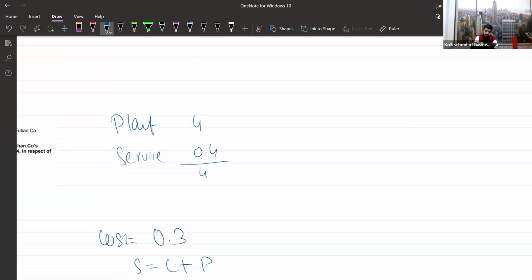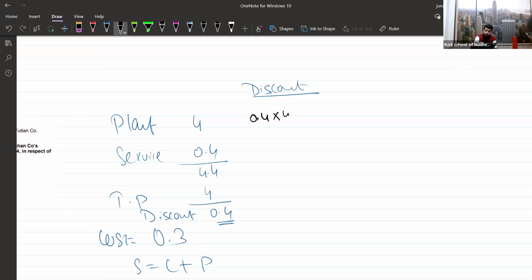Which means the total price of the performance obligations is 4.4, but the transaction price being charged to the customer is 4 million, which means there is a discount element of 0.4 million. Now we need to allocate the discount on the basis of standalone selling price. So let's see how much of the discount will be allocated to plant: 0.4 multiplied by 4 divided by 4.4. So it will make 0.36 million.